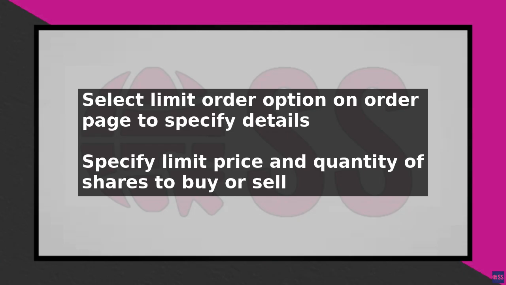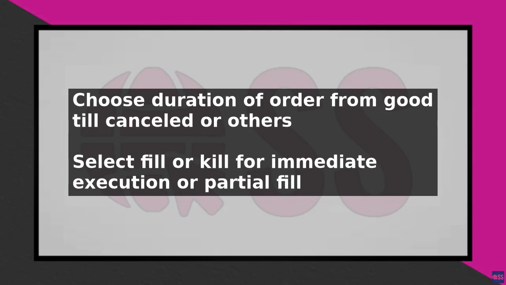For example, if you want to buy 10 shares of a stock with a current market price of $50, but you only want to pay $45 per share, you would set the limit price to $45. The order will only be executed if the market price falls to $45 or below. Next, you need to specify the quantity of shares you want to buy or sell. In this case, you would enter 10 shares.